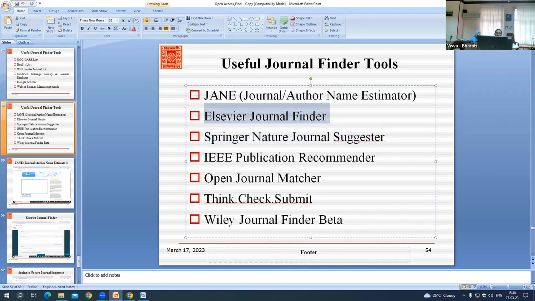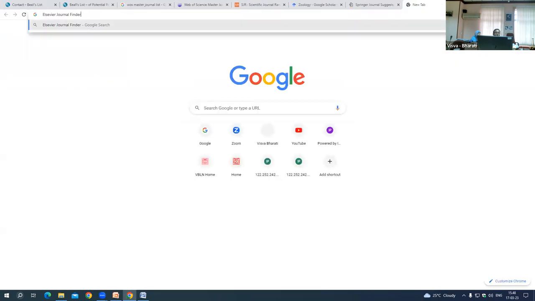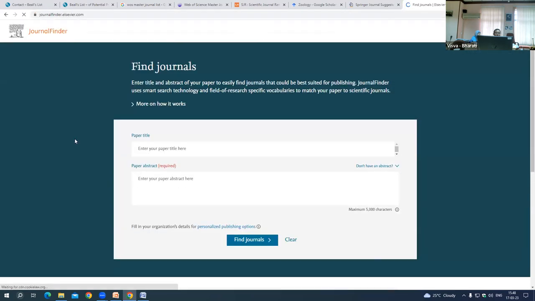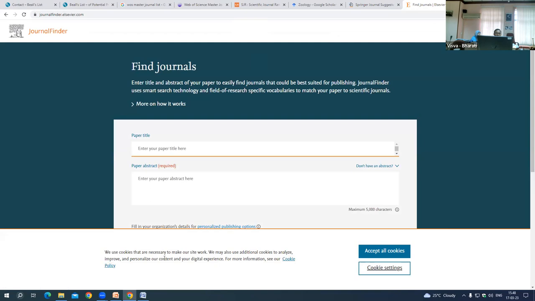And the Elsevier Journal Finder, the same thing we have to follow, the same procedure. Abstract.